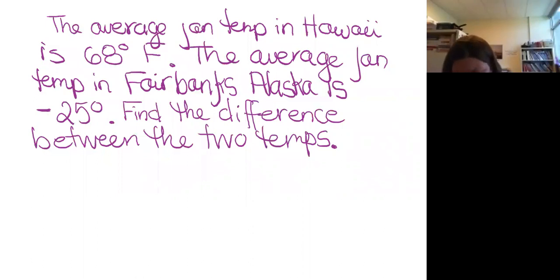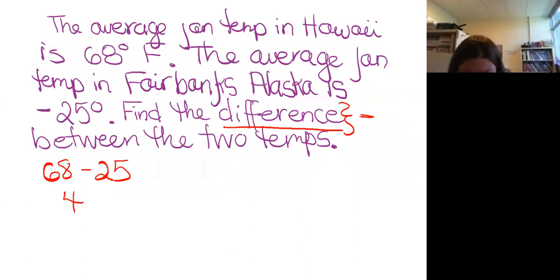Okay, so most students go, oh, it's a difference problem. Difference. I've got to subtract. That's not the wrong part. That's actually true. You could subtract. It's perfectly legit. But then what they do is they go, okay, 68 minus 25, and then they subtract and they tell me 43 degrees.